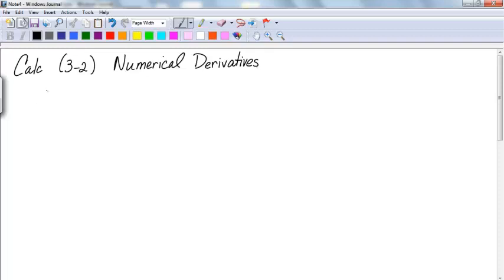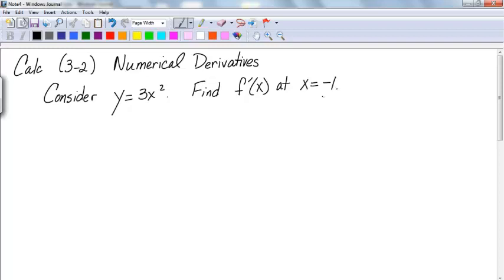Okay? I want to go back and look at an example of that since we've been away from it for a day. Consider y equals 3x squared. Say they ask you to find f prime of x, that's the first derivative, at x equals -1. Sometimes the author is going to give you the whole ordered pair, sometimes they just give you the x value. On this one, we just want the derivative.